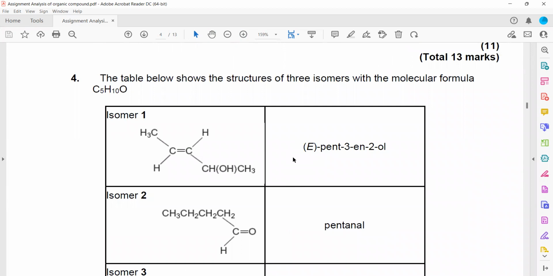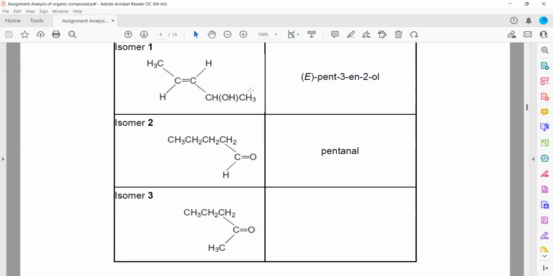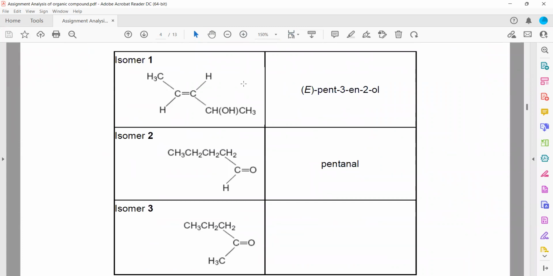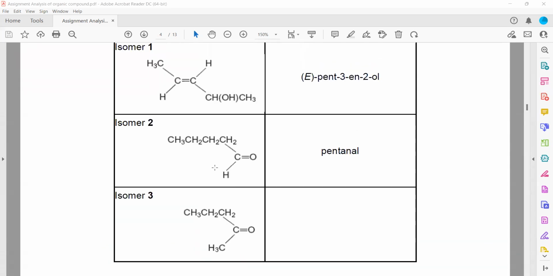The table below shows the structure of three isomers with a molecular formula C5H10. So different isomers are there. Complete the table by naming isomer 3. You can see they have different functional groups. This one is aldehyde, that's why the name is al. This one has an OH group and alkene, so it's ene and alcohol, so that's why enol is there.